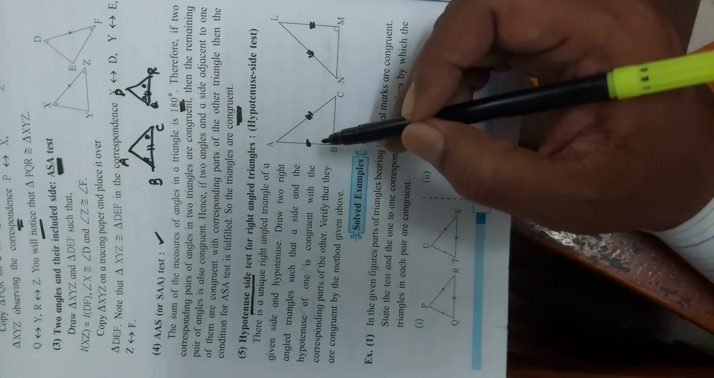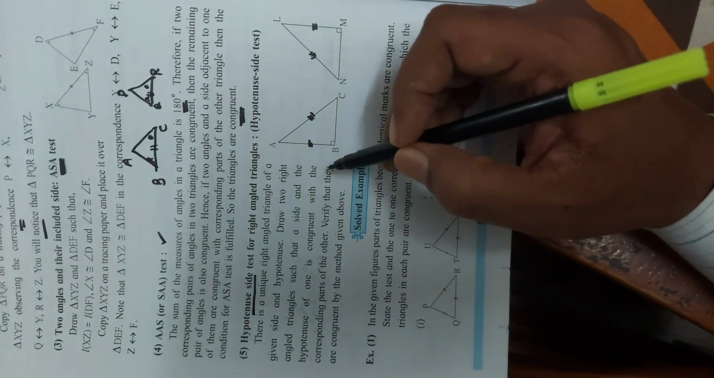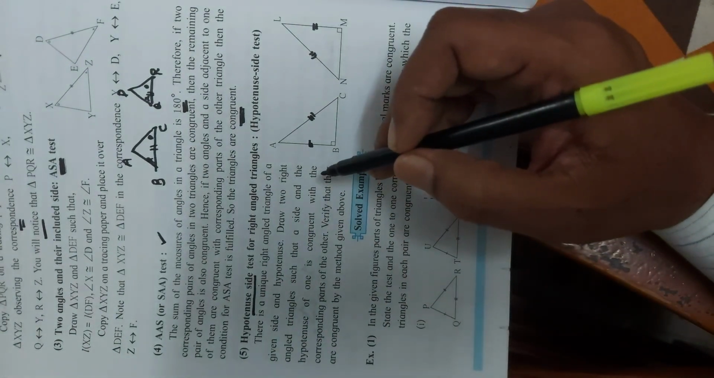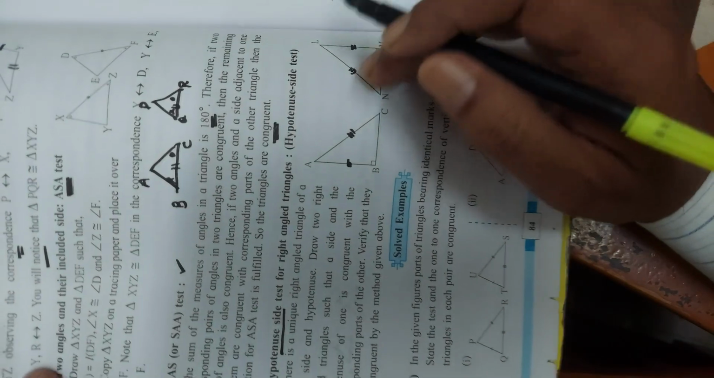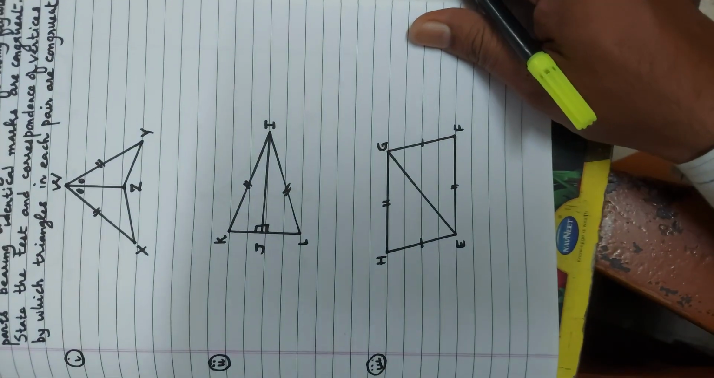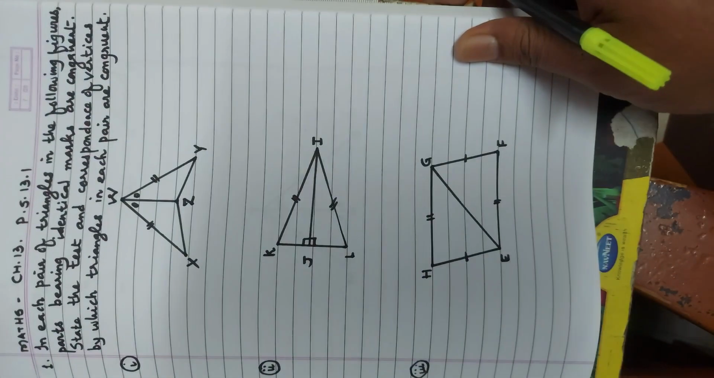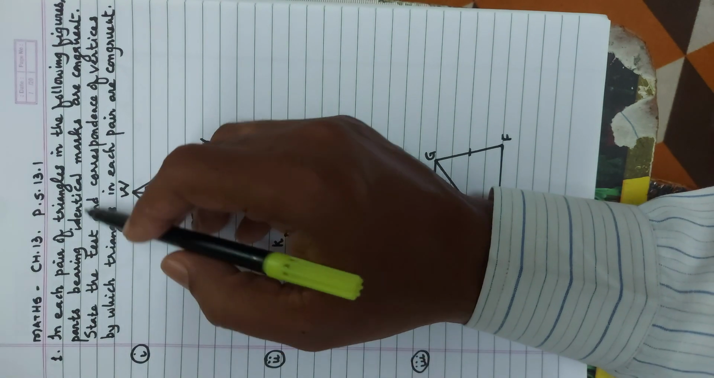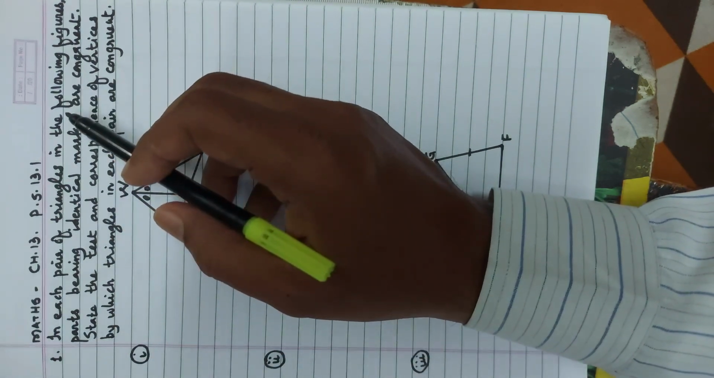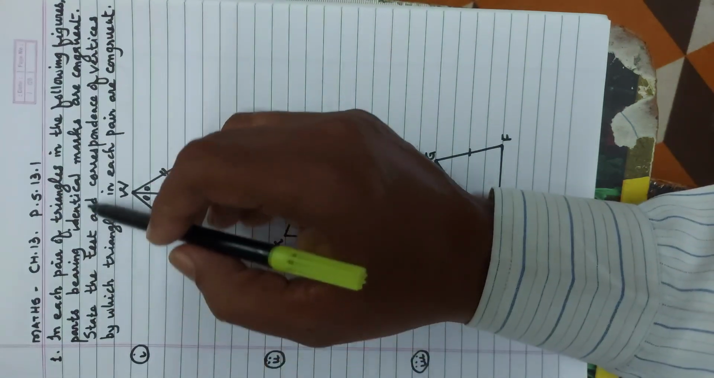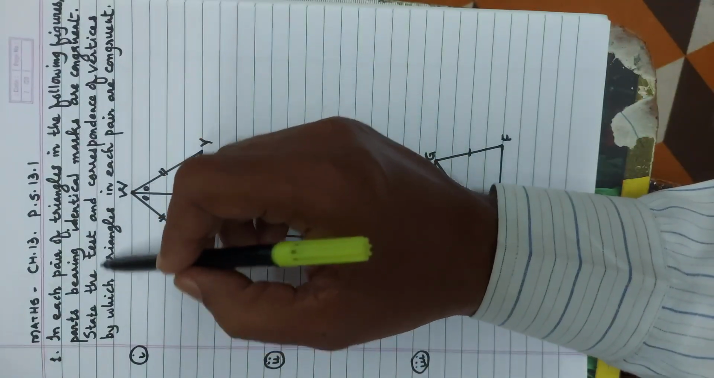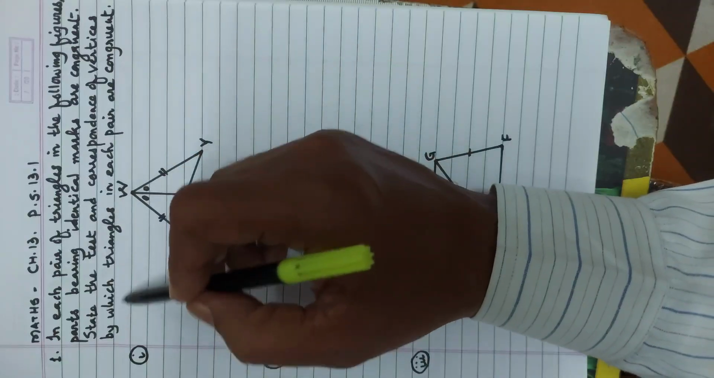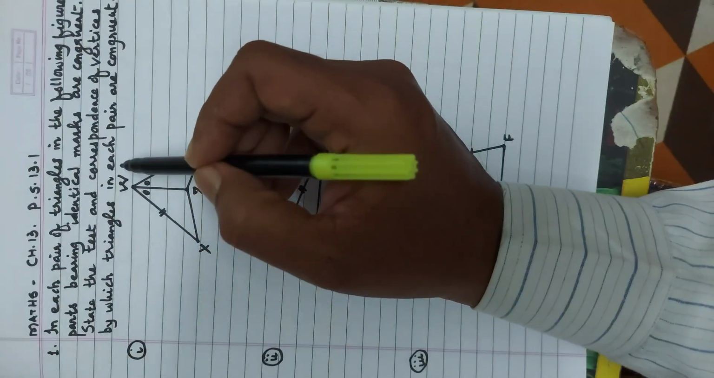So these are the five tests we need to understand properly, because they are very helpful in our 9th standard and 10th standard also. So let's start our practice set based on these tests. It's very simple. In each pair of triangles in the following figures, parts bearing identical marks are congruent. State the test and the correspondence of vertices by which the triangles in each pair are congruent.